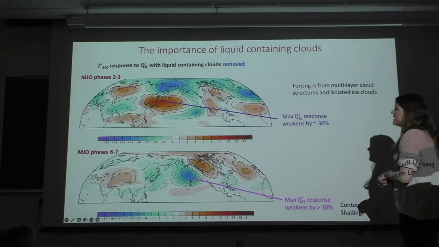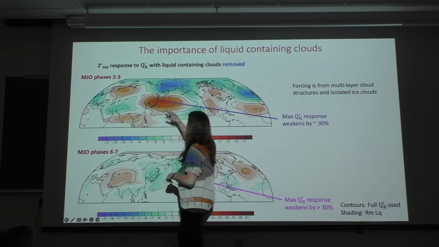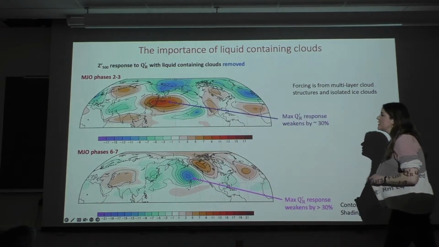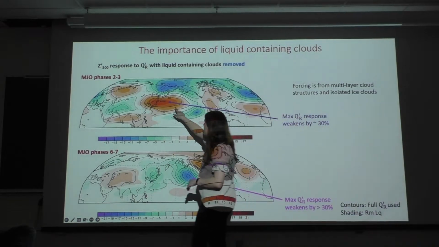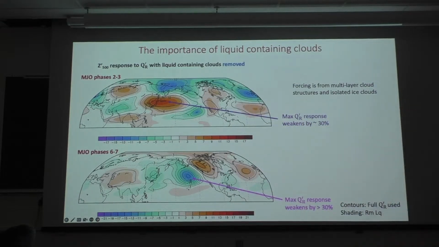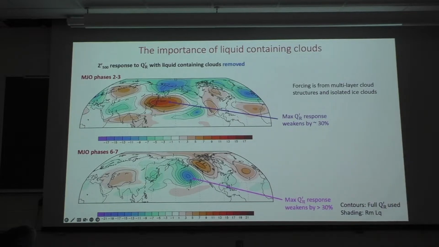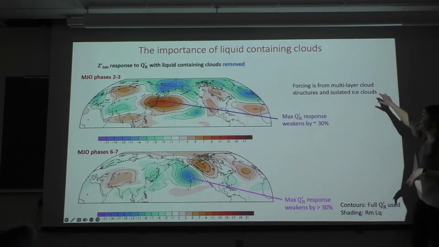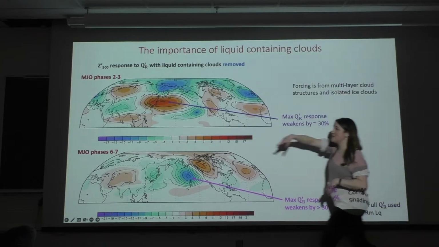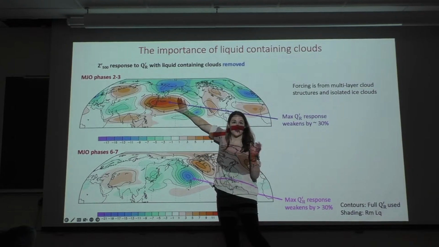So for phases 2 and 3, you can see that at the top here, again, using the full QRs and the solid black contours. And then our experiment with the modified QR is shown in the color shading. So you can see that by removing liquid-containing clouds, which includes our deep convection, then we weaken our response by about 30%. It also tells you just how important multi-layered cloud structures and isolated ice clouds are, right? Because that's a substantial part of our teleconnection pattern that is forced by QR.